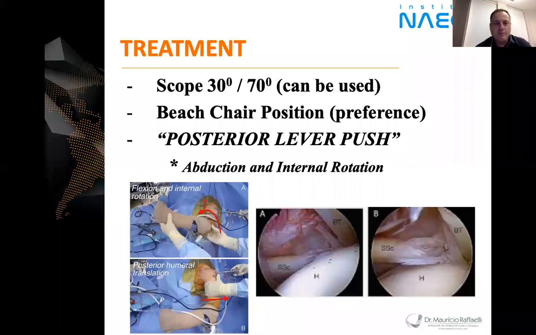The important thing in this arthroscopic surgery is to perform the posterior lever push with internal rotation and abduction of the arm, and create a little traction on the humerus, a posterior traction, to improve the view. Look at this case. If you have only rotation, you cannot see the subscapularis tear. When you do the posterior lever push, you can see the lesion perfectly in this case.